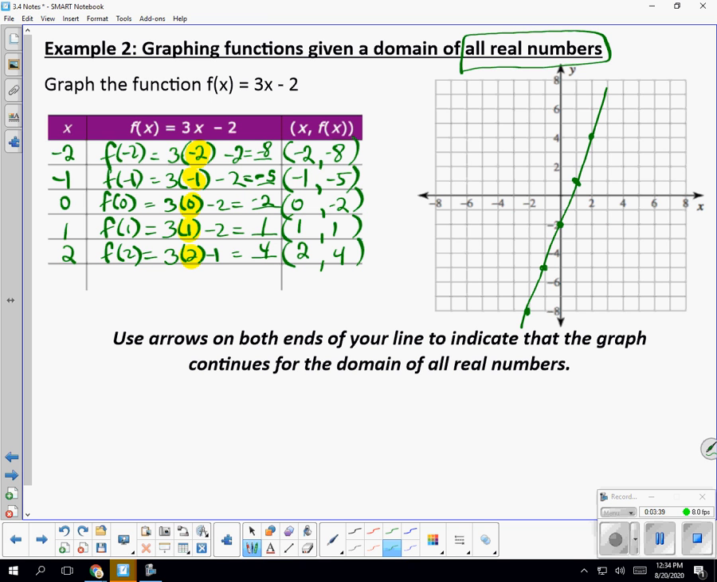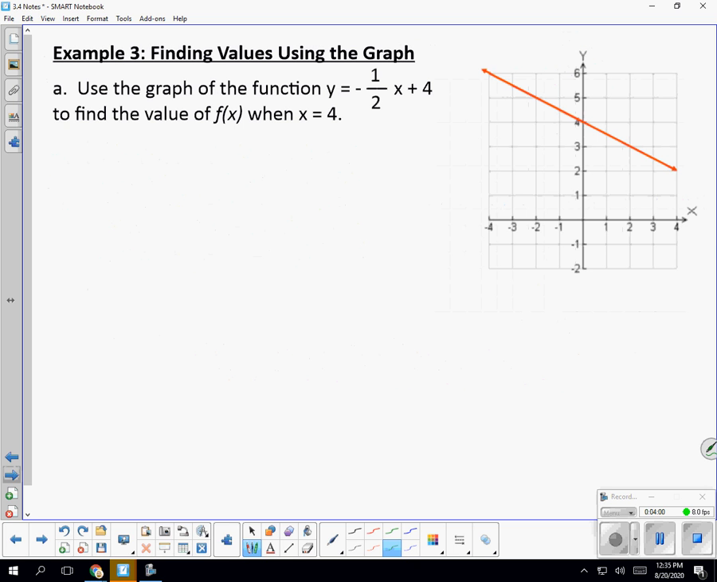Okay? The next thing we need to remember to do is we need to use arrows on both ends of our line to indicate that the graph continues for the domain of all real numbers. All right? If we don't have that arrow, then we're not including any of the x values after where the line ends. So we have to make sure we put those arrows on there.